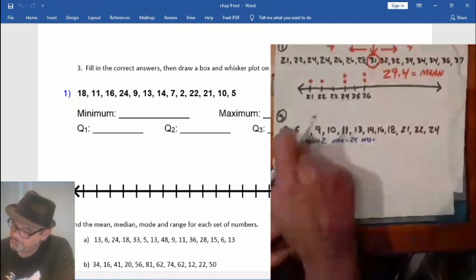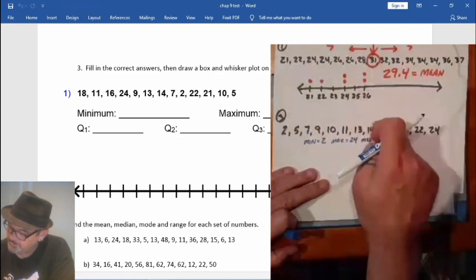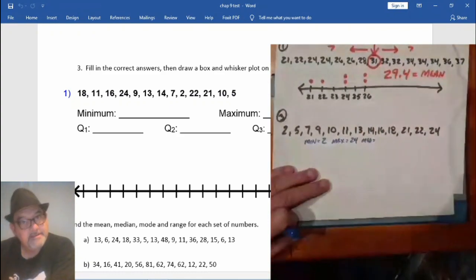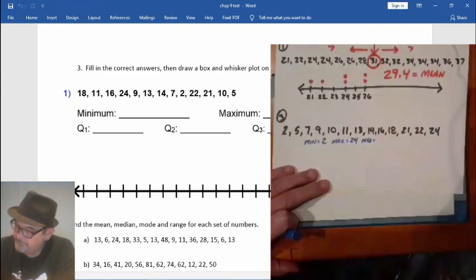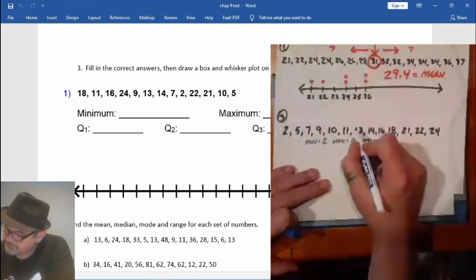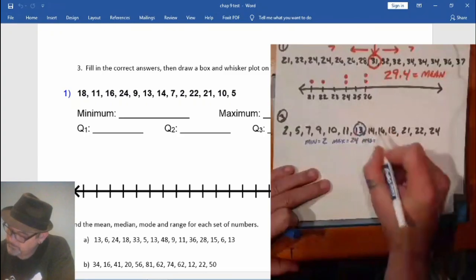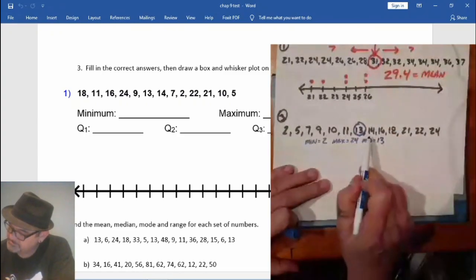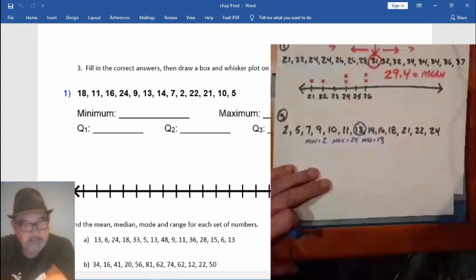What's the median? Well, how many numbers do we have? 1, 2, 3, 4, 5, 6, 7, 8, 9, 10, 11, 12, 13. So that means the 7th number is going to be our median. 1, 2, 3, 4, 5, 6, 7. That divides it into 6 on this side, 6 on that side.